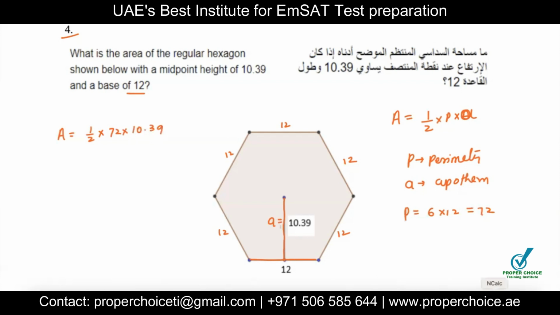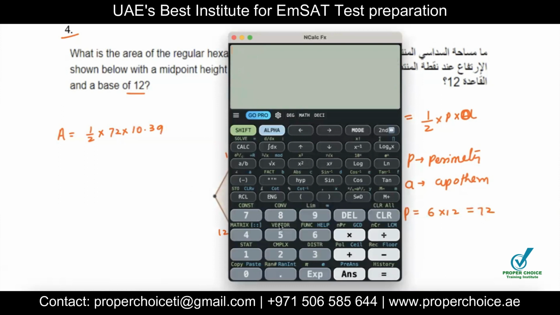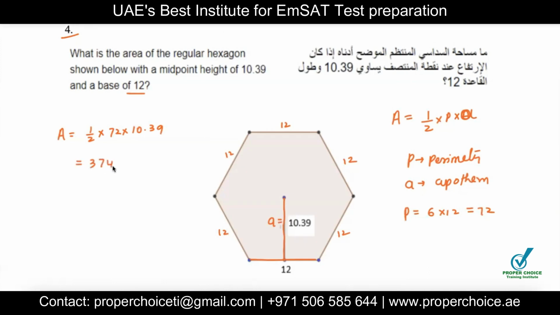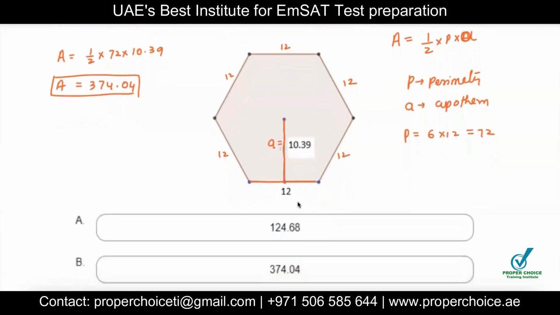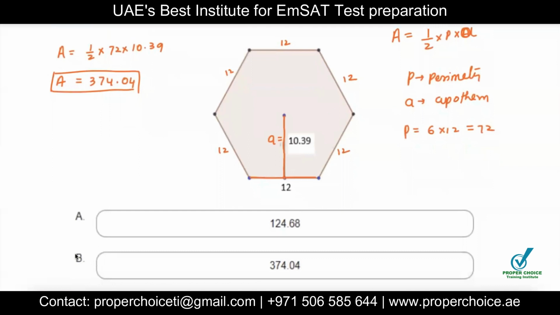So what are we going to get now? Substitute in the calculator. Half is basically 0.5 times 72 times 10.39. I get 374.04, so it's 374.04 square units. This is the answer to get the area of a regular hexagon. Now which option has been included here? Not option A, option B is correct. So you can see here, 374.04 is the area of a regular hexagon.